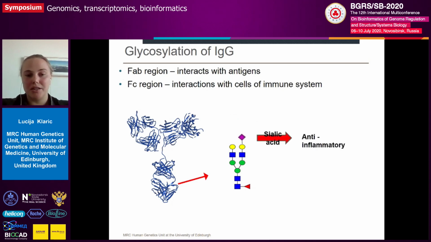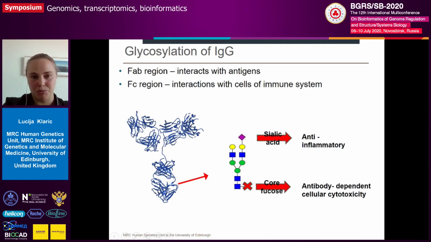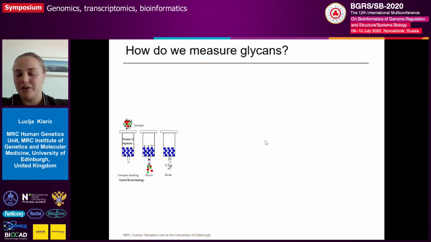So depending on which glycans are predominantly bound to IgG, we would have different immune responses. So how do we measure glycans? In the example of immunoglobulin G, you have a sample, a person's sample that contains many proteins. You first isolate IgG using protein G beads. Then you cut the glycans off the IgG, you dye them with a fluorescent dye, and in the end, quantify them using ultra-performance liquid chromatography.